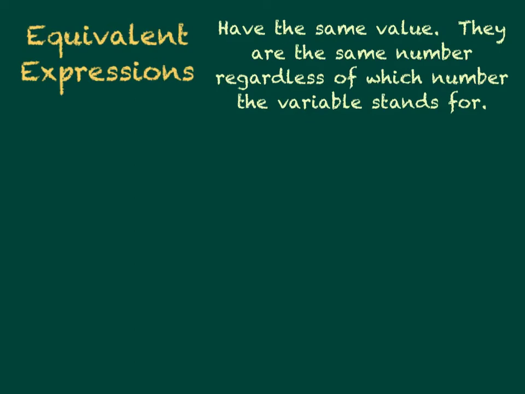What the distributive property allows me to do is find what I call equivalent expressions. Equivalent expressions have the same value. They are the same number regardless of which number a variable stands for. So again, this definition is catered more towards the lesson we're working on tomorrow, but it works when we have numbers just as well.